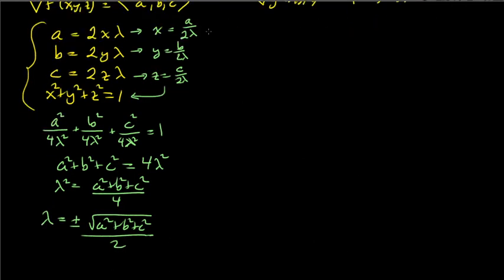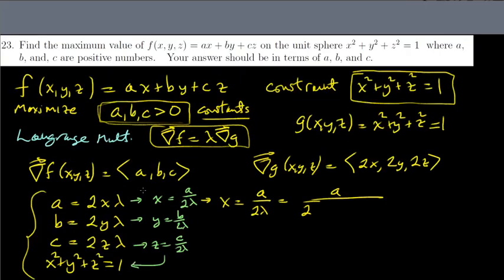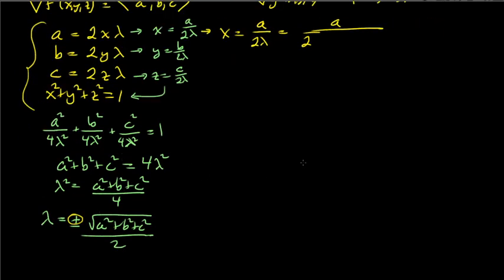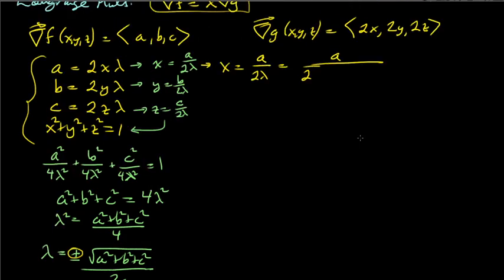So if that's lambda, what's x going to be? Let's go back to x here. Remember, x was a divided by 2 lambda. So a divided by 2 times lambda, which is plus or minus. Let's go with the plus. After all, we want to maximize. The minus is probably the minimum, although we don't know that for sure. We'll come back to that. Let's do the plus first, though.